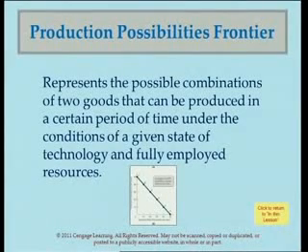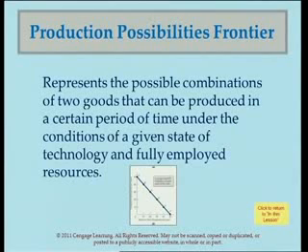And what is the PPF frontier? Just going back to the slide there, it represents the possible combinations of these two goods that can be produced in a given period of time, maybe a year, a month, or whatever. And what are the two conditions? That we're operating with a given state of technology, so technology cannot be improved. Technology remains the same, and fully employed resources.